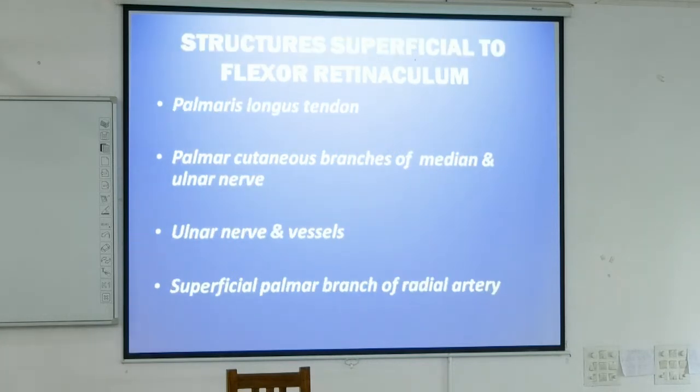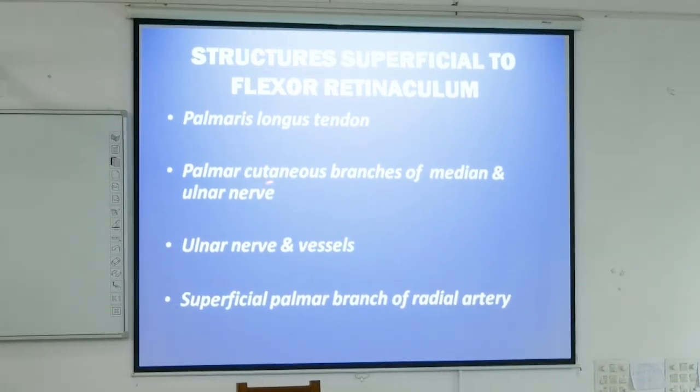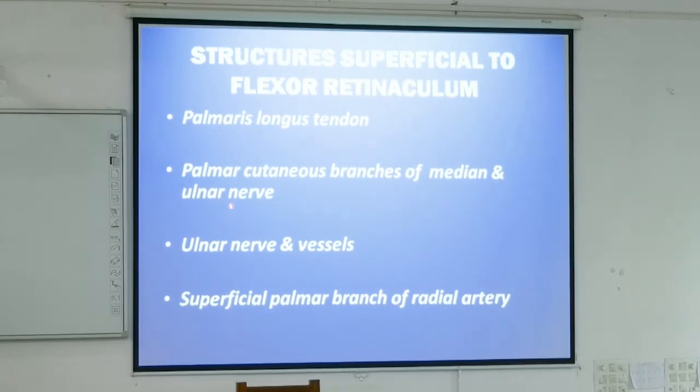Now, structures superficial to the flexor retinaculum. These will be the questions: short notes, or describe the palmar fascia or flexor retinaculum and the structures passing below and above, and the vessels and nerves related to it. Now the palmaris longus tendon, the palmar cutaneous branches of median and ulnar nerve and vessels. Now the superficial palmar branch of radial artery.